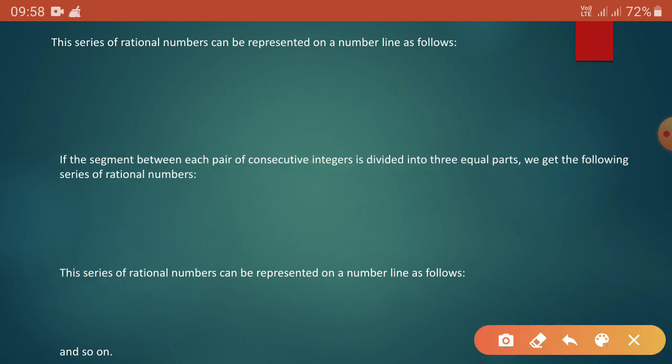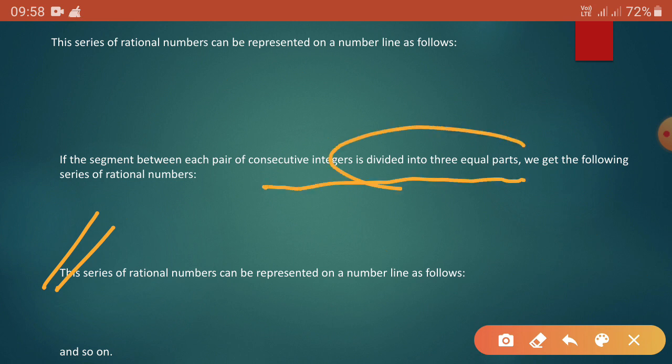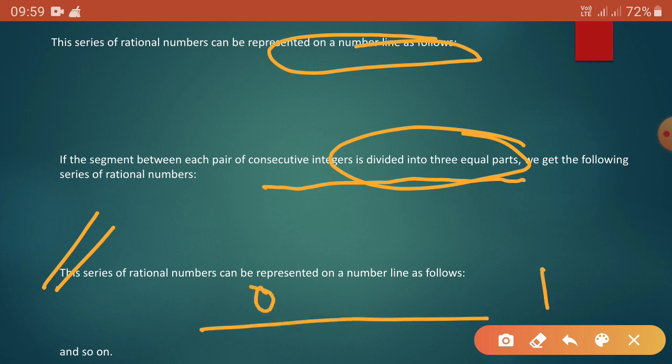Next, we are taking the series of rational numbers that can be represented on the number line. We have already represented all those numbers on the number line, so we can use the same thing. Here it is divided into three parts, and in the previous question it is divided into two parts. Also, if we want to divide it into four parts or five parts, what will be the number? Suppose that is 0, and this is 1, the rational numbers.